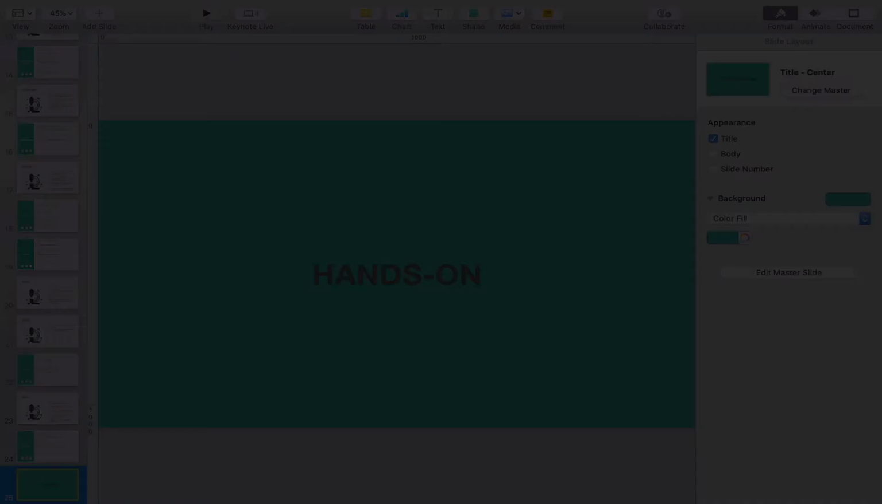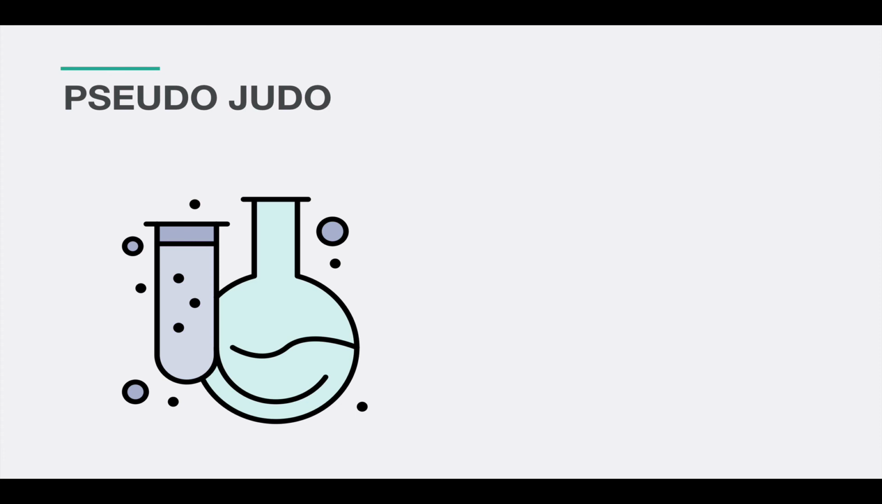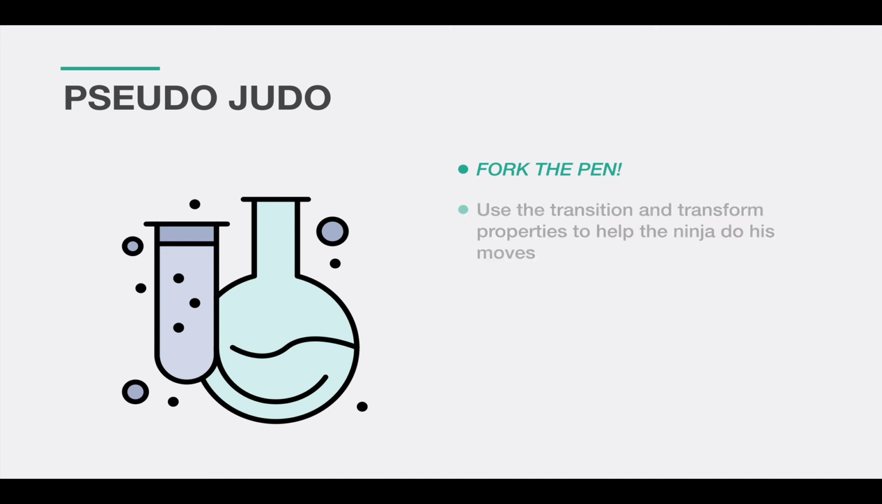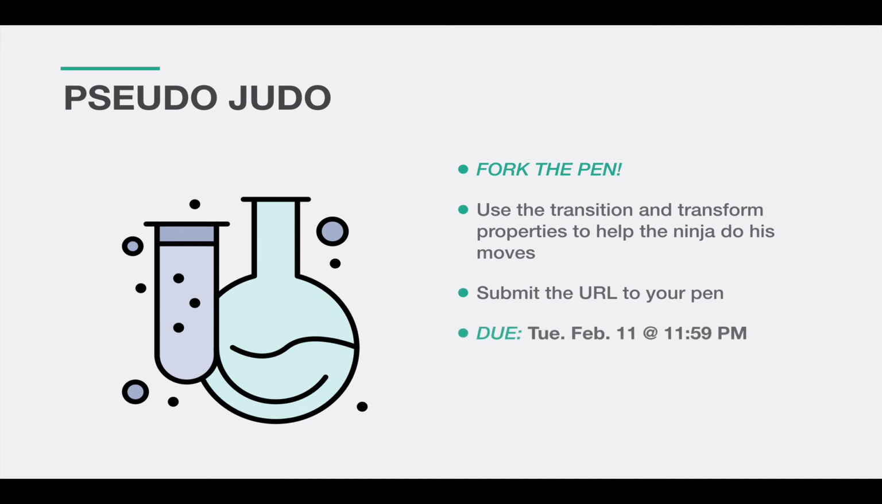All right, let's go ahead and work on our assignment then. Pseudo Judo. Okay, so this is a CodePen assignment, so make sure you fork your pen, and remember that the fork button's down at the bottom now. What you're going to be doing for this assignment is using the transition and transform properties to help the ninja do its moves. There are different moves that it needs to do. Then you'll submit your URL to Brightspace. And this is, of course, due tonight.